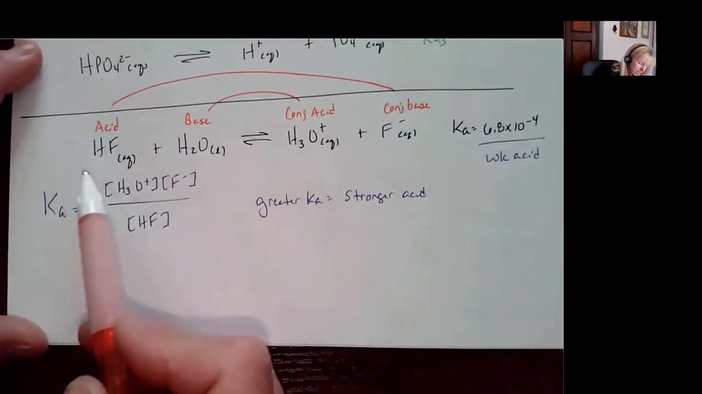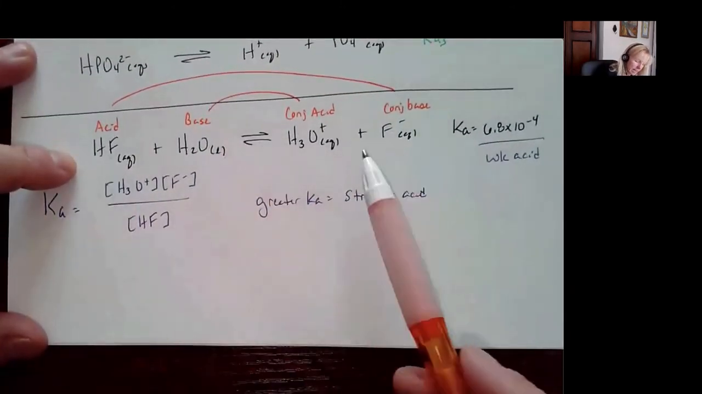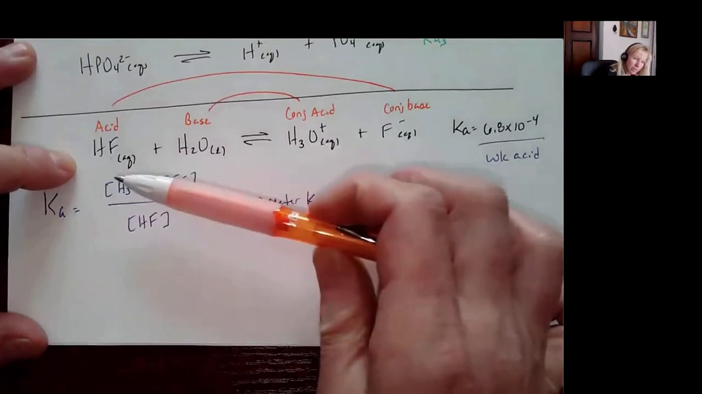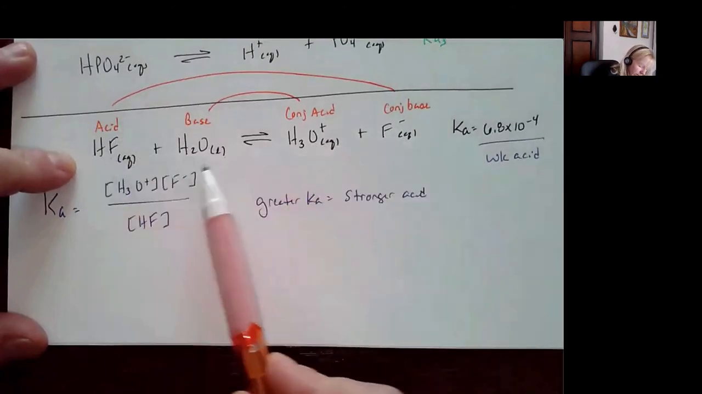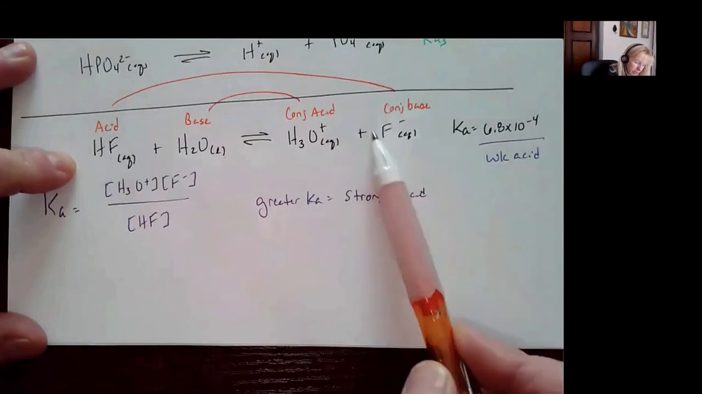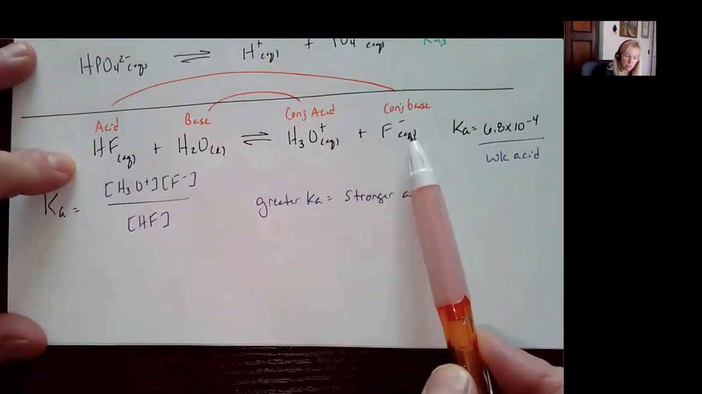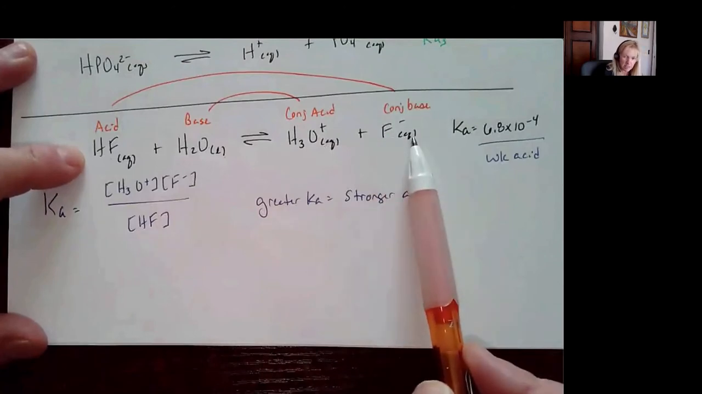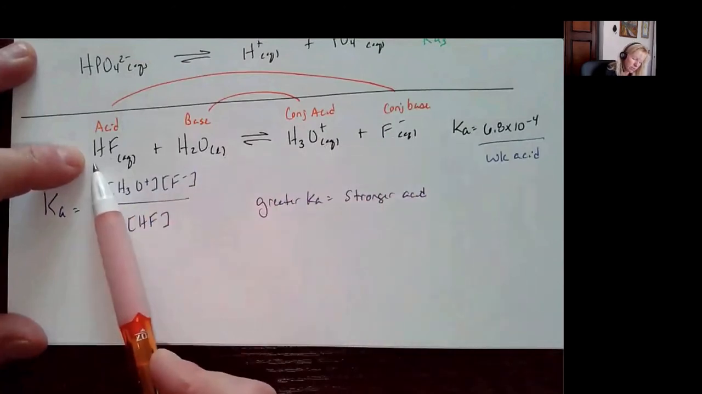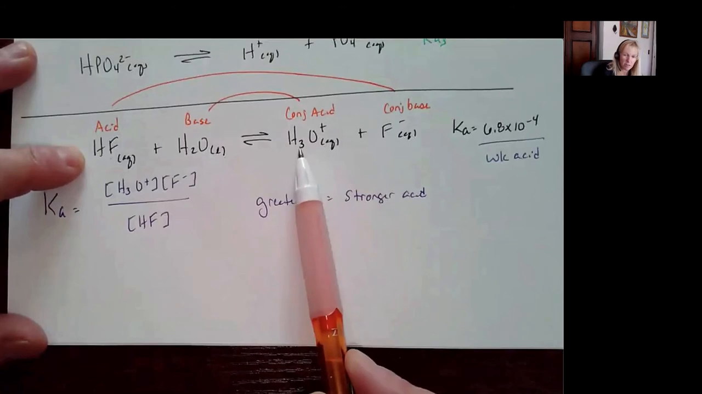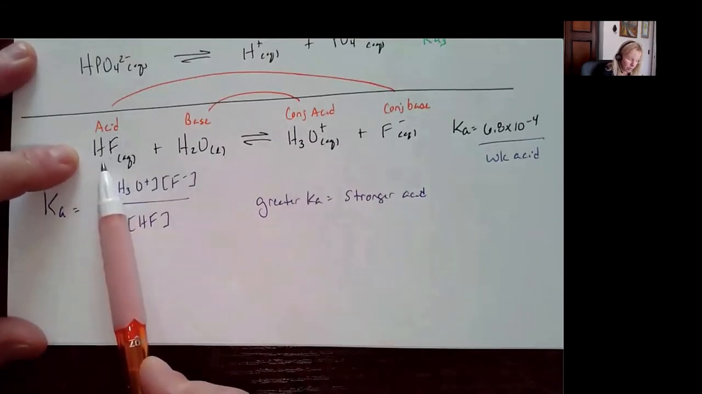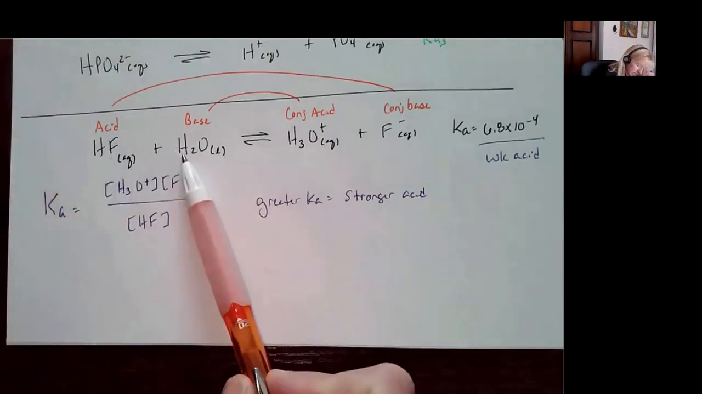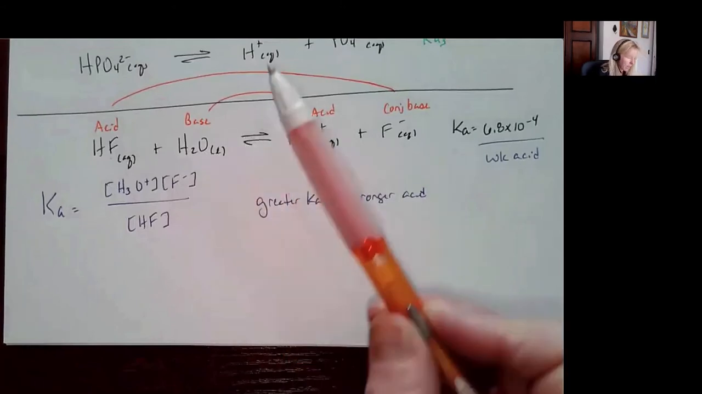So if this is really weak, then that means that my reaction is favoring this direction here. If my reaction is favoring this direction, then that means my conjugate base is going to be stronger. So as your acid gets weaker, the conjugate base of that acid is going to get stronger because it's favoring this direction here, meaning that it's going to pick up a hydrogen from water to reform your HF. And the same thing can be said of the converse.